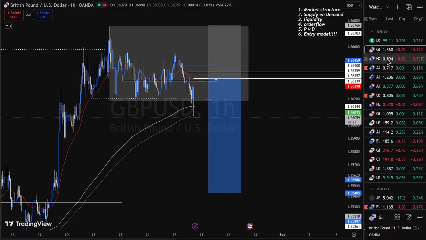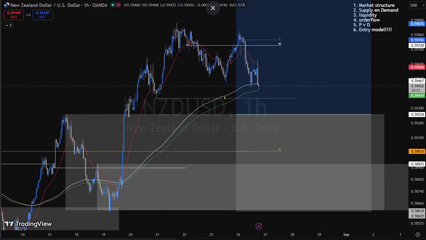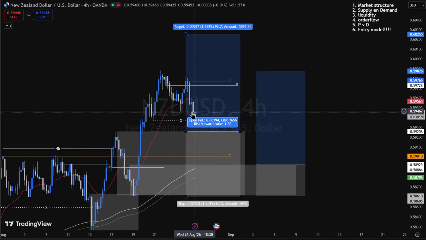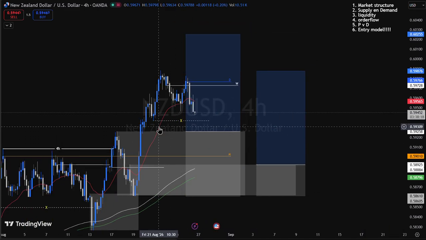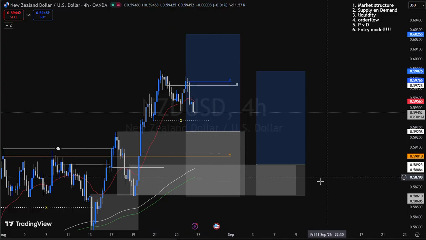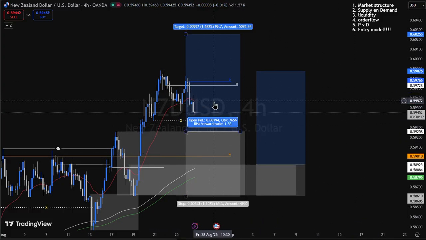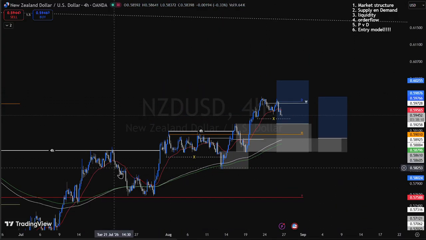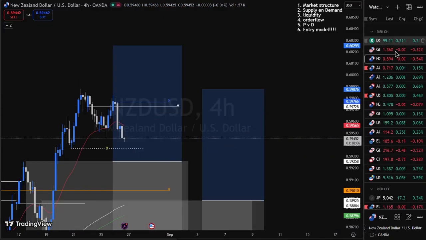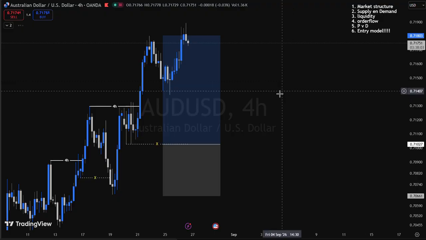Let's move to the NZD. As you can see, it is very sideways. So I'm expecting NZD to take this liquidity and tap into this demand zone, then give us the move. This is my idea for NZD because it is very bullish later on. That is my idea on NZD.